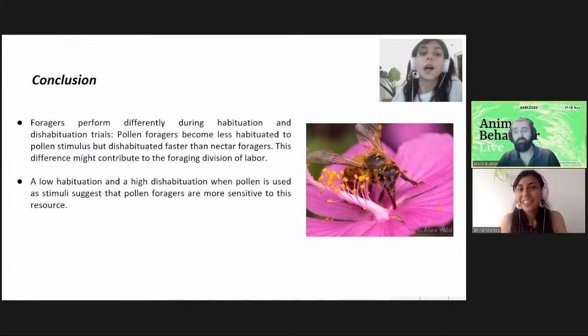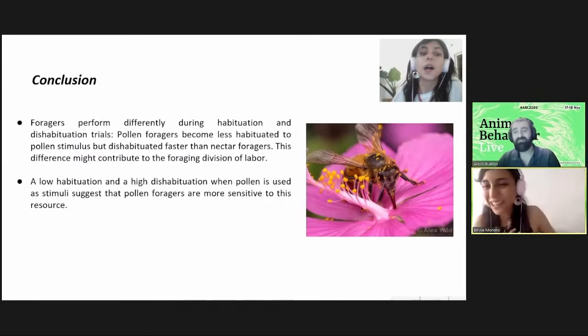Yeah, yes, that's exactly what we think too. The interesting part is what the difference is, why nectar foragers sense the pollen differently. So we think that maybe pollen is creating a kind of aversive effect on nectar foragers, as they don't like it, they are not prone to collect it. So yes, we agree with what you're saying.